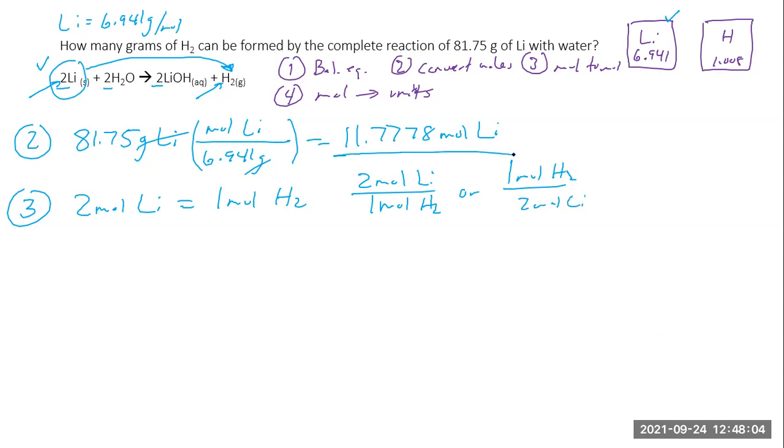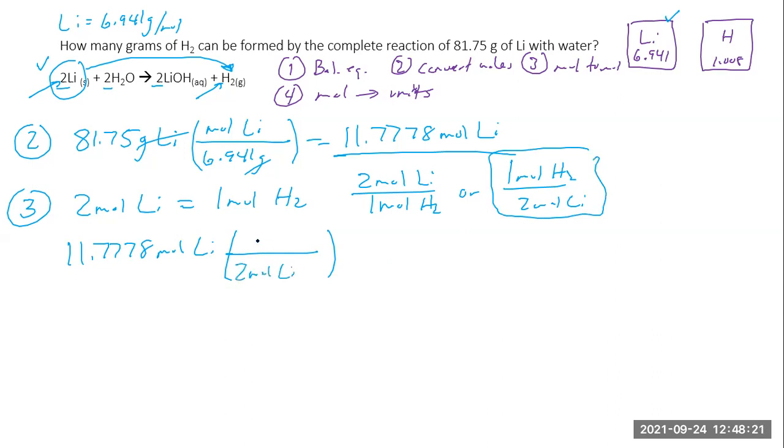We're going to continue on with our calculation. We're going to take that number down. Thinking about it like dimensional analysis, I need to get rid of lithium, which means I need to use this conversion factor here: 2 moles of lithium is 1 mole of H2. Moles of lithium will cancel. That gives us, divided by 2, we'll again take it to a few digits here, 5.8889 moles of H2. We've now gone from lithium to H2.